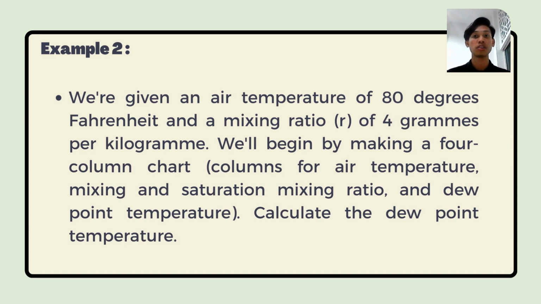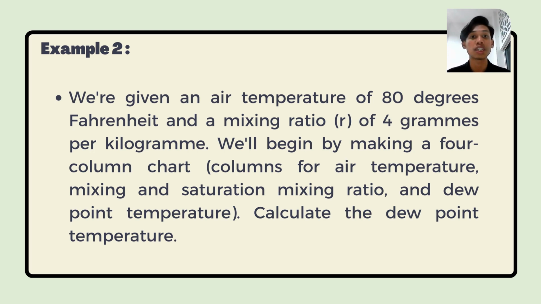Okay, for question number 2, example number 2. How to solve? Firstly, we imagine cooling the air from 80 Fahrenheit to 60 Fahrenheit, and then to 55 Fahrenheit. At each step we look up the saturation mixing ratio and enter it on the chart, and note that the saturation mixing ratio value decreases as the air is cooling. The mixing ratio doesn't change as we cool the air. The only thing that changes the mixing ratio is adding or removing water vapor, and we are doing neither.